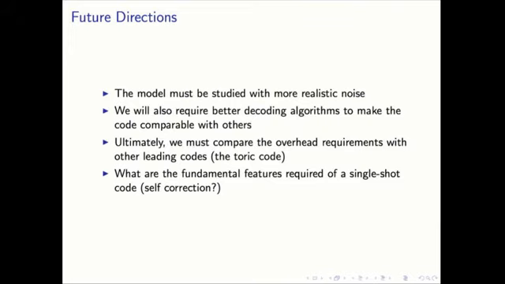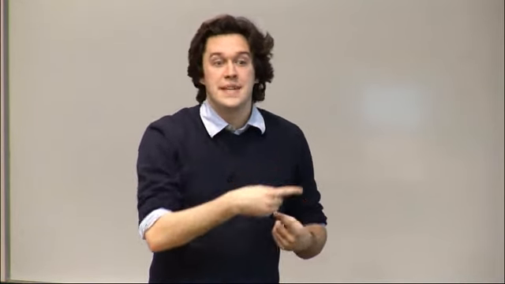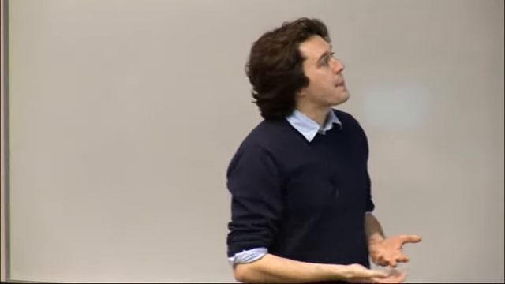Okay, so where do we go from here? I've argued that this code is certainly worth studying. I'm not saying it's better than the toric code, but it might be, and our results provide evidence that support this. What we need to do is study the model with more realistic noise. As I say, we worked with phenomenological noise, and to compare it truly with the toric code, we have to take these 6 body measurements into account, whereas the toric code only has 4 body measurements, and this will cause the threshold to suffer a little.